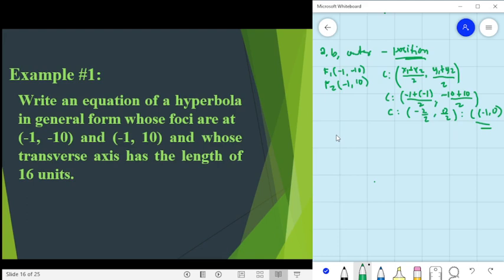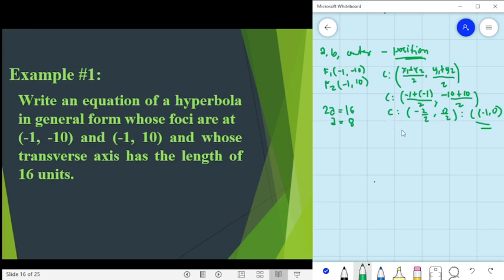And then after that, we are given that the length of the transverse axis is 16 units. And we know that the formula of getting the length of the transverse axis is 2a, di ba? So 2a equals 16. So this gives us the value of a, which is 16 divided by 2, which is 8. Okay?